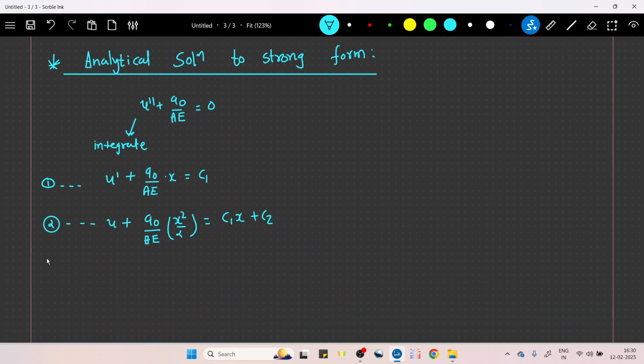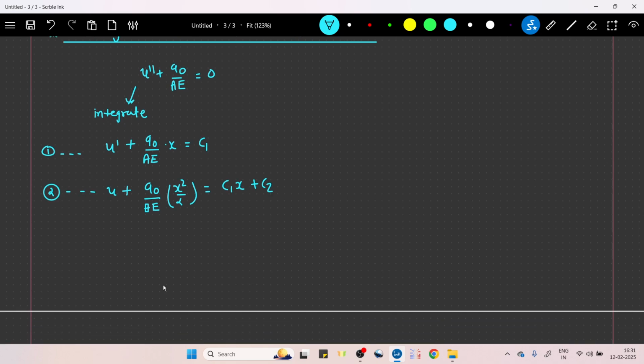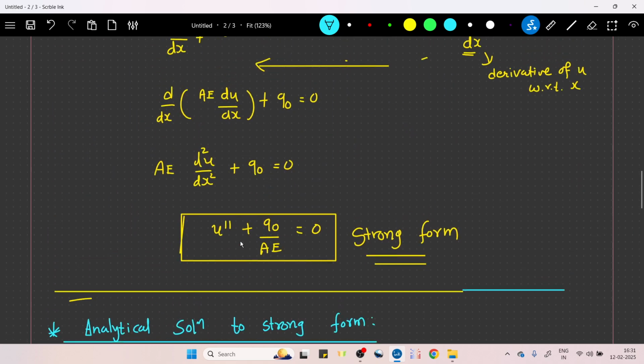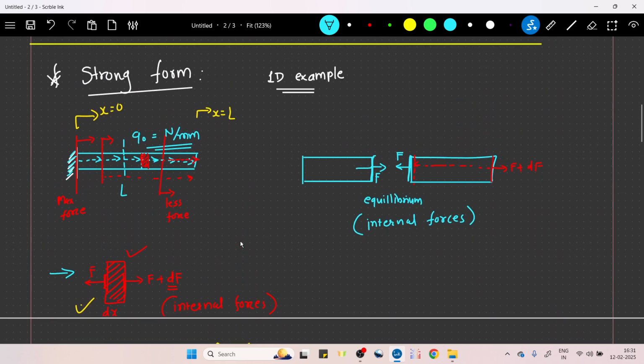Now we want to find the solution, so obviously we need to apply the boundary conditions. What are our boundary conditions? One end is fixed, so u at 0 is equal to 0, and u' at x equal to L is equal to 0. These are our boundary conditions.